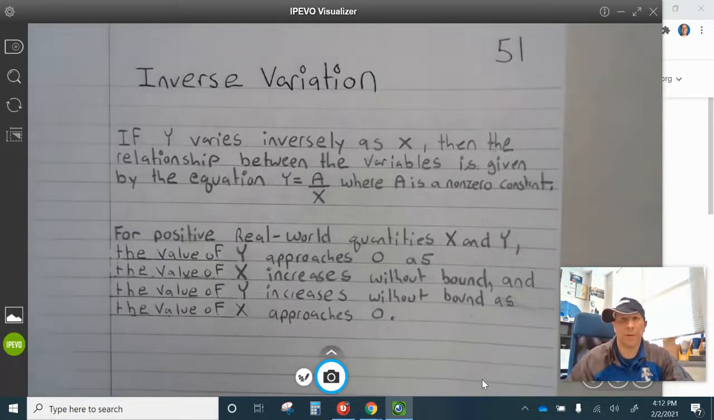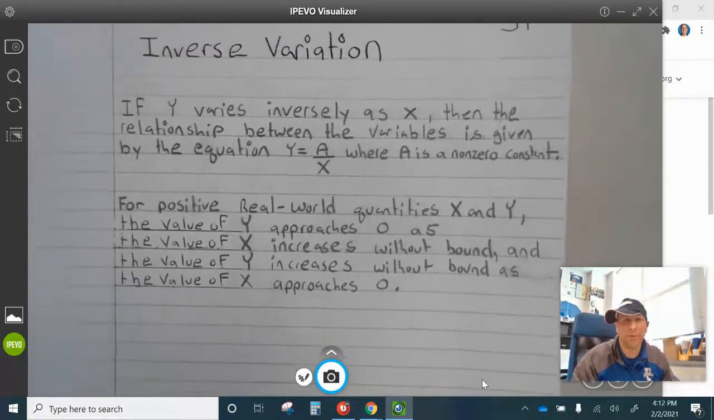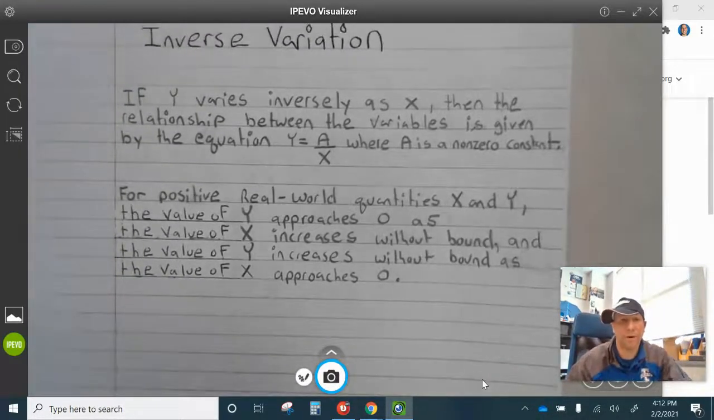Today we're looking at journal page 51, inverse variation. If y varies inversely as x, then the relationship between the variables is given by the equation y equals a divided by x, where a is a non-zero constant. For positive real-world quantities x and y, the value of y approaches 0 as the value of x increases without bound, and the value of y increases without bound as the value of x approaches 0.